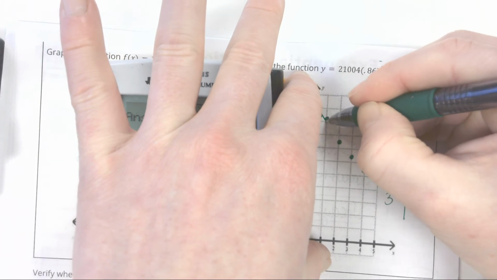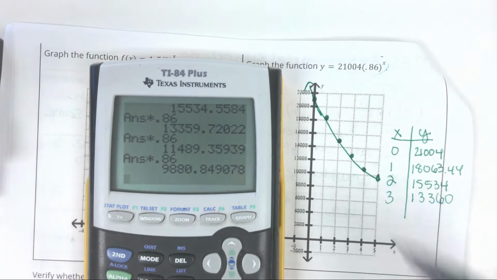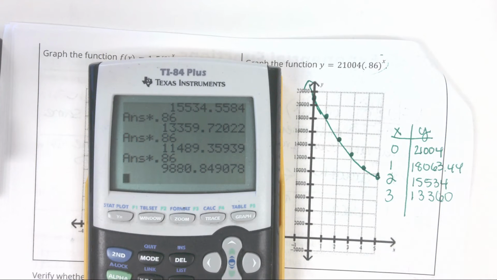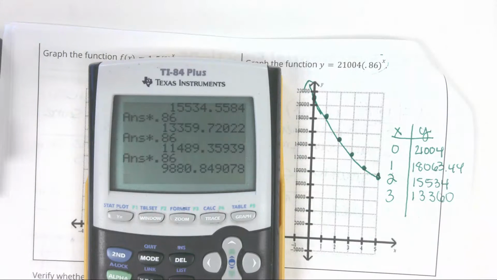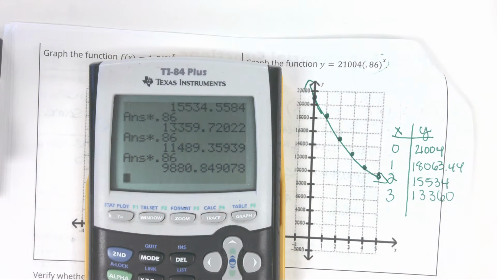By the way, what do we call this? Growth or decay? Decay. And if it would continue, it would just go, if you follow my pen, down, down, down, down, but would never cross the x-axis. And draw an arrow there. All right.